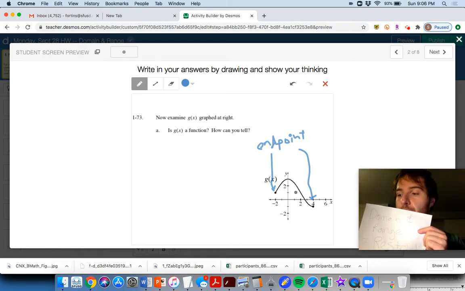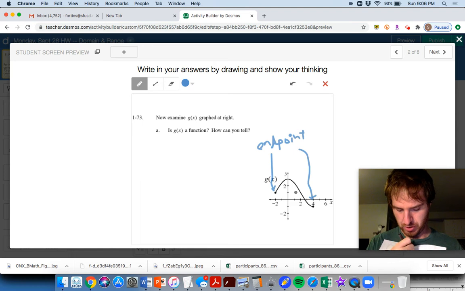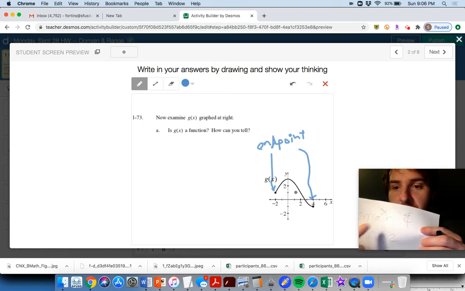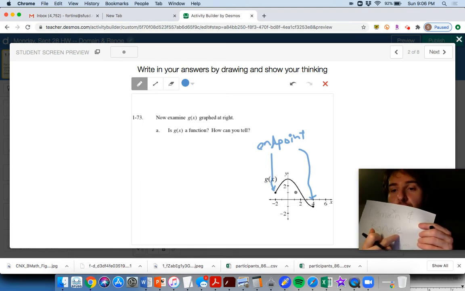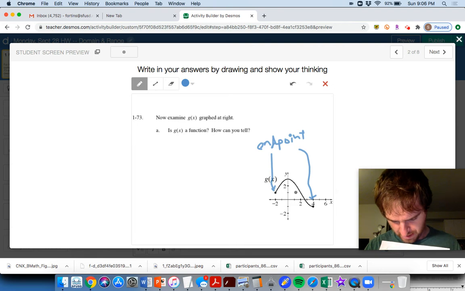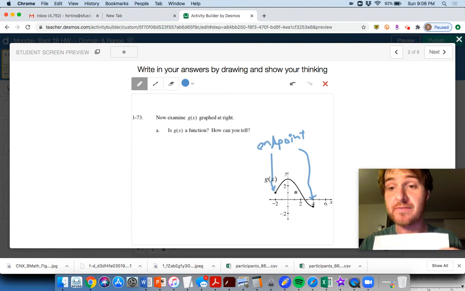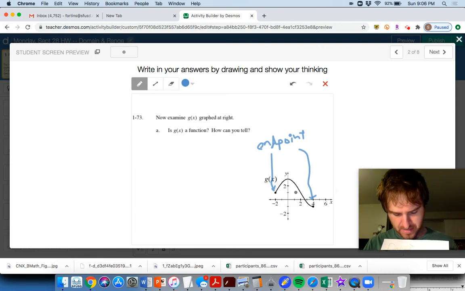What our x's are being restricted to is called the domain. So that's what x's are being restricted to, the domain of a function, x right here. And then the range of a function is what our y values, or our g of x values in this problem, are being restricted to.